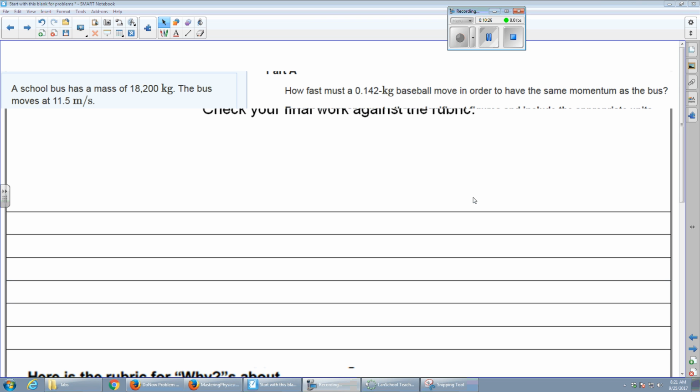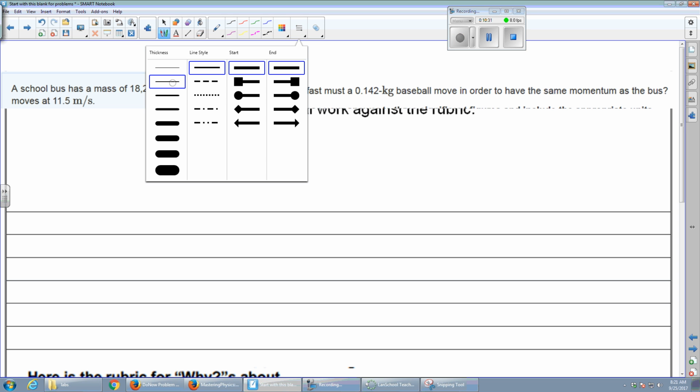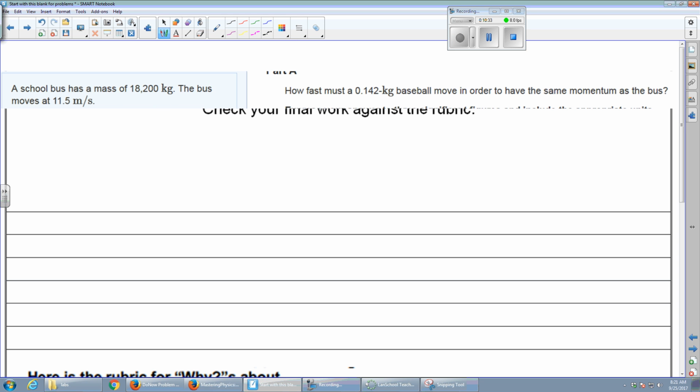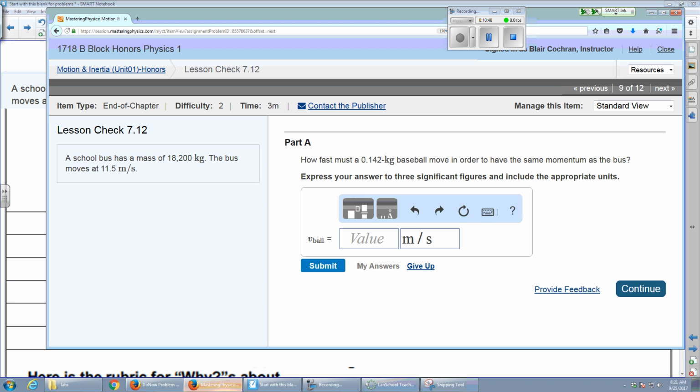All right, so this is number 9. So we have a school bus with this mass. Oh, nice, they gave it to us in kilograms, so we don't have to do any conversions. The bus moves at this, oh nice, in meters per second. And then they want to know how fast this baseball was moving if it has the same momentum as the bus.